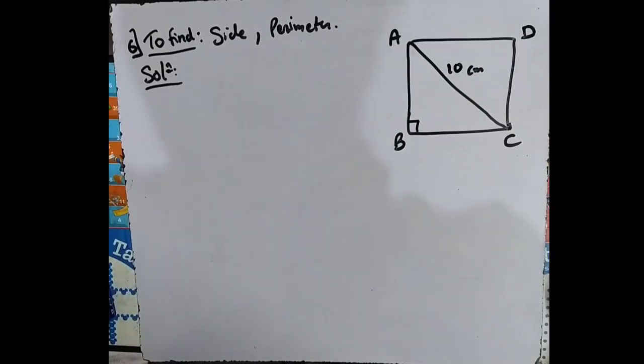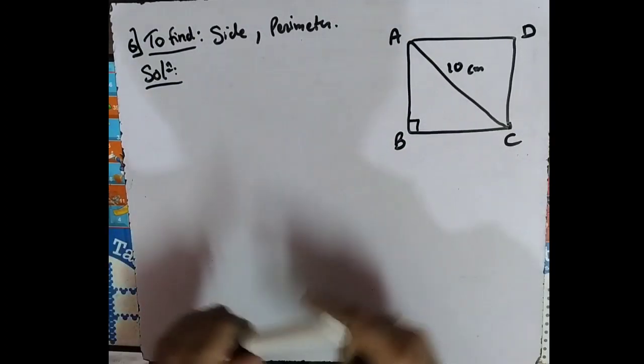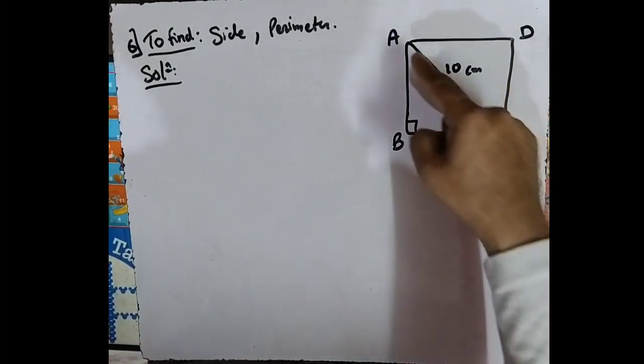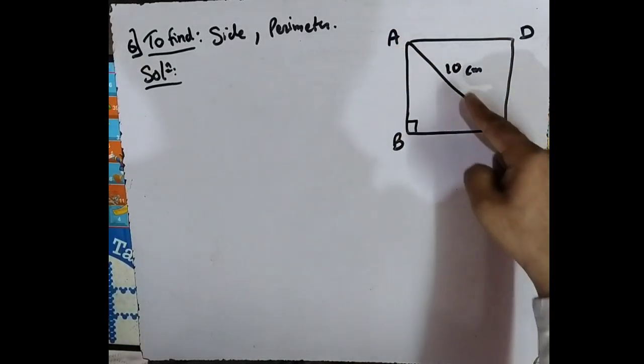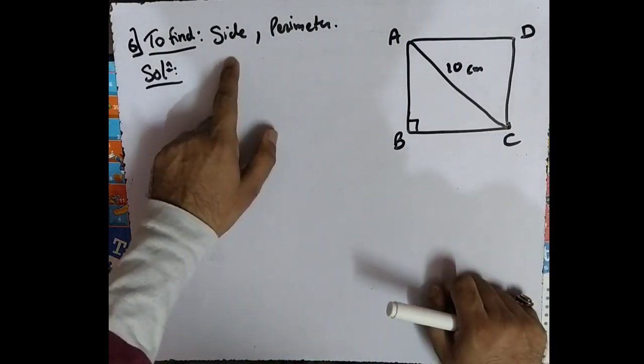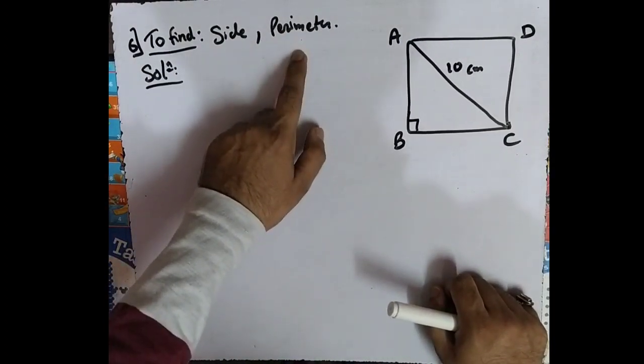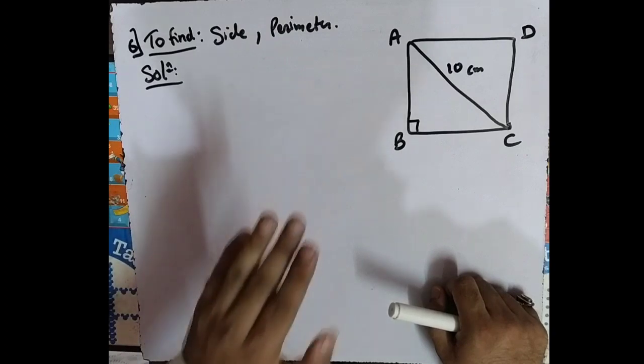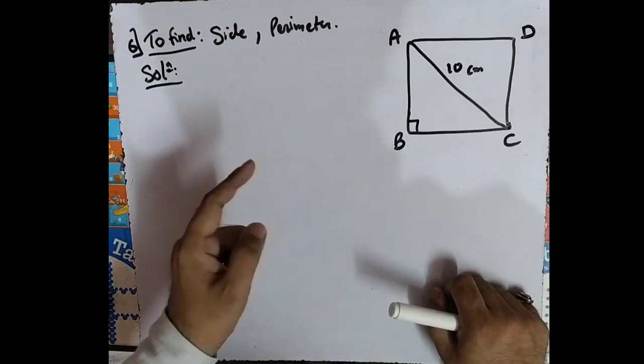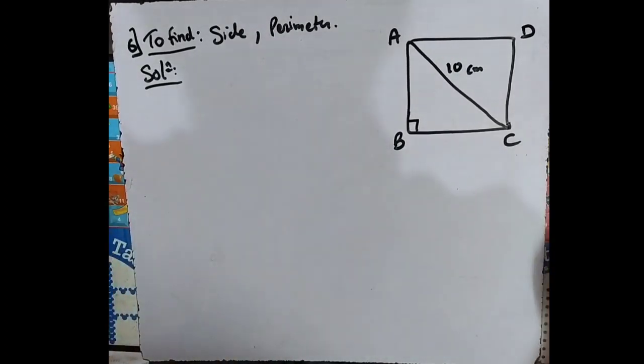In the sixth sum we have: find the side and the perimeter of a square whose diagonal is 10 centimeters. Now this is a very important sum. Quite often in the board exam they ask this type of sum. We have a square ABCD where the diagonal AC is 10 centimeters. We have to find the side and the perimeter of the square. This sum can be done by two methods. One method I will show in this sum, and the other method I will show in the problem set.